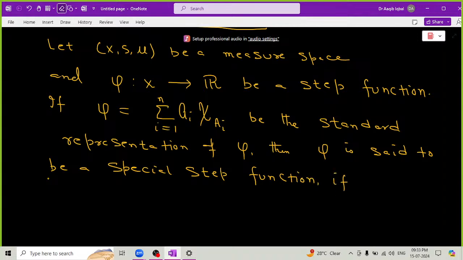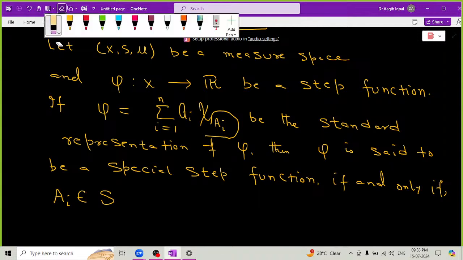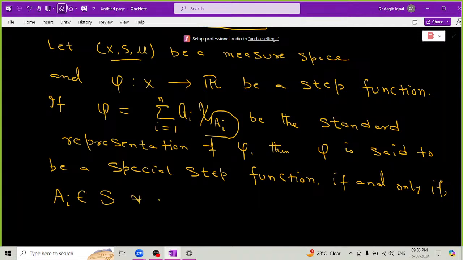if and only if. देखिए इसके लिए क्या रिक्वायरमेंट है. एक सिंपल सी रिक्वायरमेंट है इसके लिए, और वो ये है कि ये जो लेवल सेट्स आप स्टैंडर्ड रिप्रेजेंटेशन में देख रहे हैं, these A_i's, they must be coming from the semi-ring. This is not necessary for a general step function. These A_i's must be coming from S, the semi-ring of the measure space, and this should be true for all the i's from 1 to n. मतलब ये सारे level sets semi-ring से आने चाहिए. अगर ऐसा है, we say the step function is a special step function.